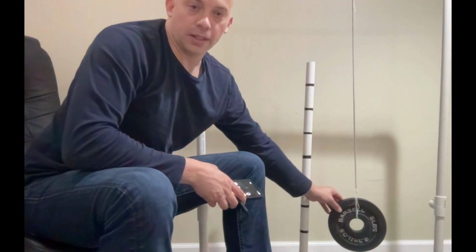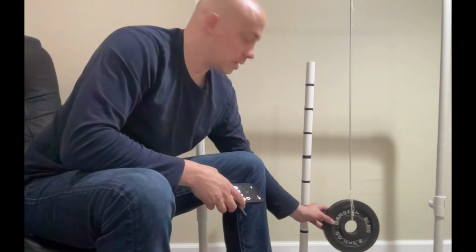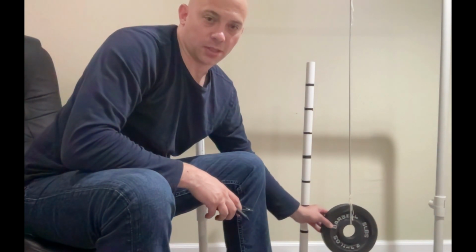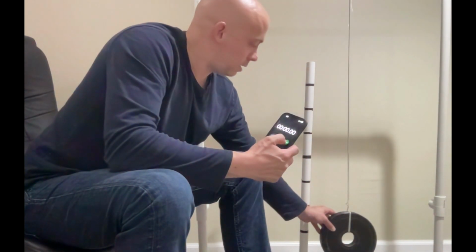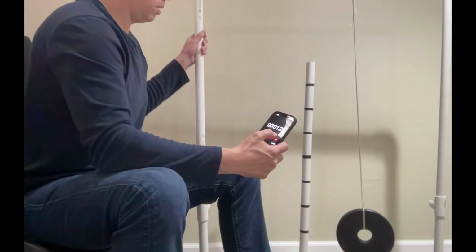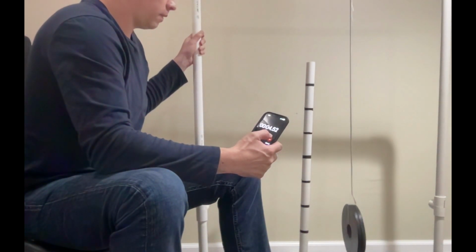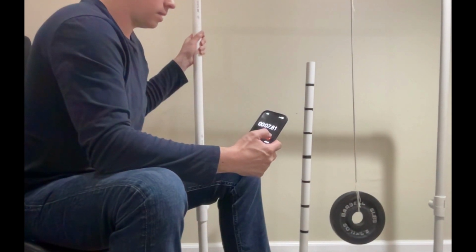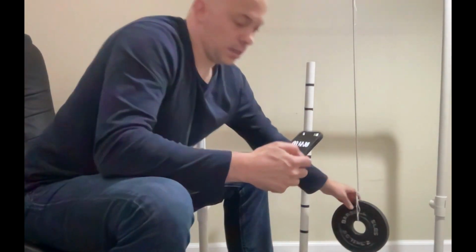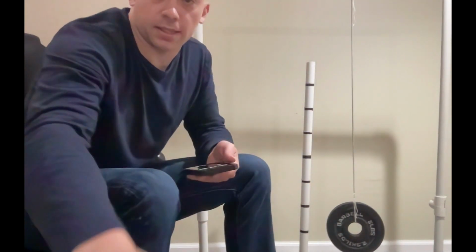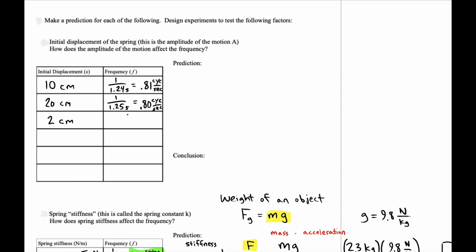Now we could also try a very low amplitude. Okay, so maybe I'll just pull it down just 1 or 2 centimeters and start. 1, 2, 3, 4, 5, 6, 7, 8, 9, 10. And I get 12.35, so just about the same. So the period does not appear to be affected by the amplitude.